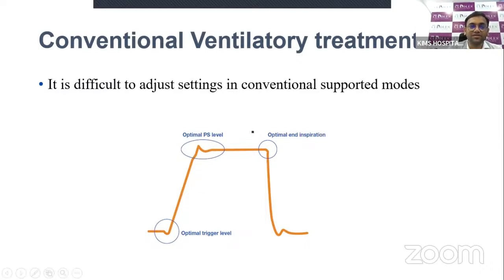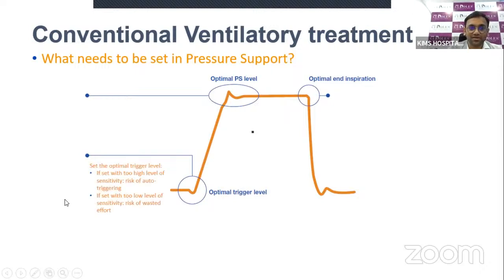The problems in pressure support ventilation, regarding the trigger: if you set too high a level of sensitivity, there will be a lot of auto-triggering. If you set too low a level of sensitivity, there will be a lot of wasted effort. In this way, we can either over-trigger, or our trigger is not picked up by the ventilator. So we may not know what the optimal trigger is.